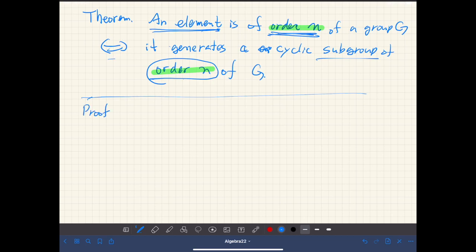So this says if and only if, so we have to prove both directions. This only if and if. Okay, so let's prove the only if part first. So let a be an element of G with order n.